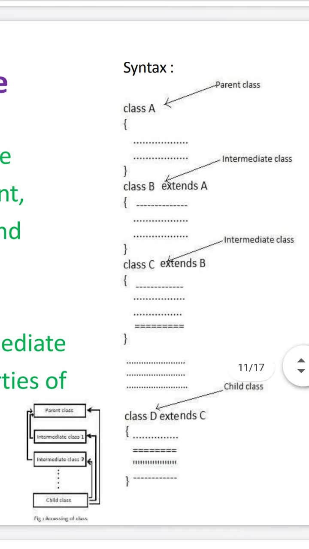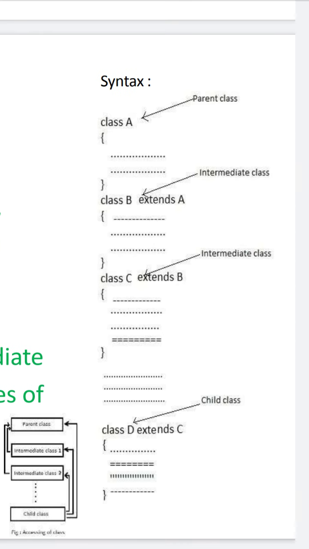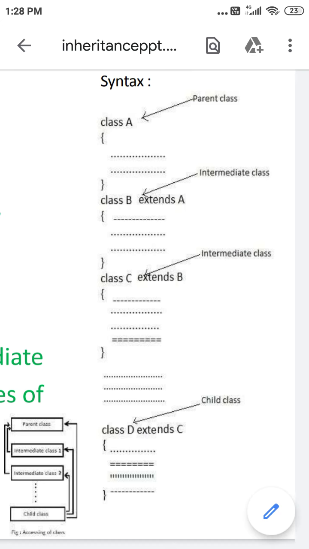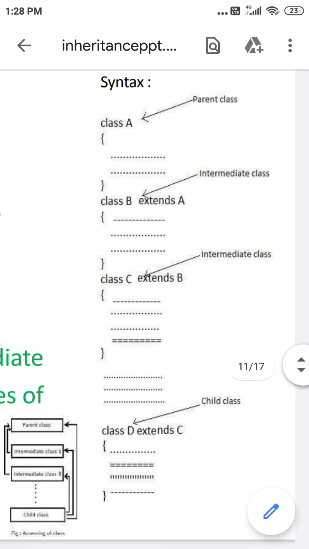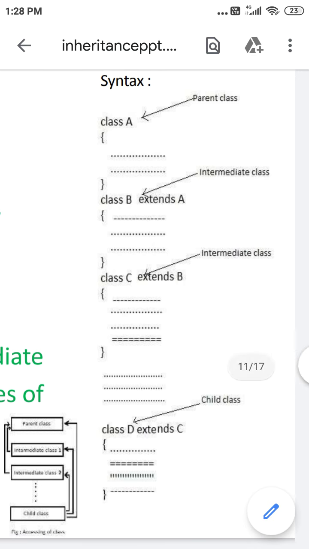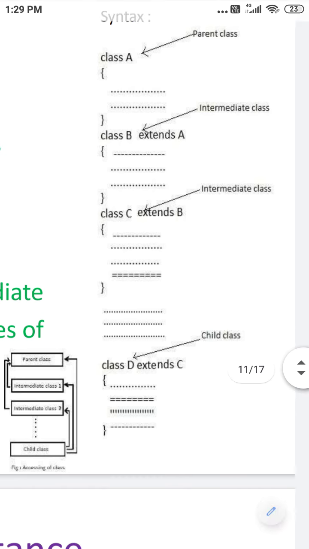How can this pictorial view be implemented in our program? First of all, you have to write class A, which is your parent class. Then you write the intermediate class: class B extends A, and class C extends B, and so on. The last one is class D, which extends C.